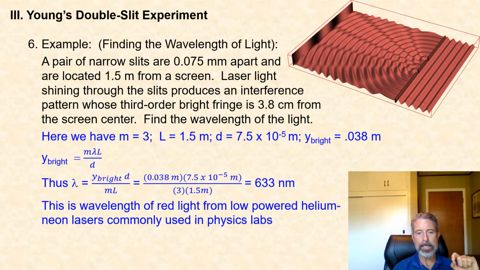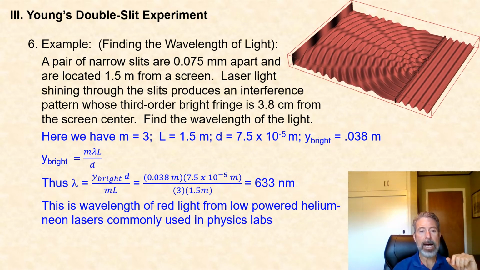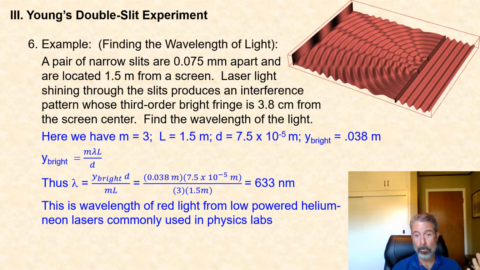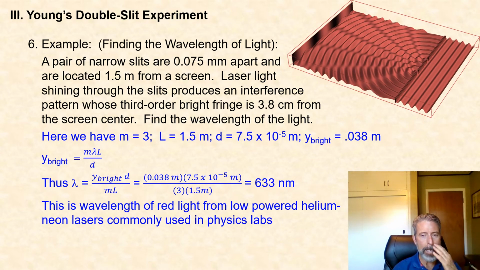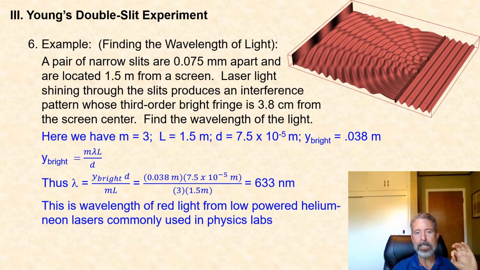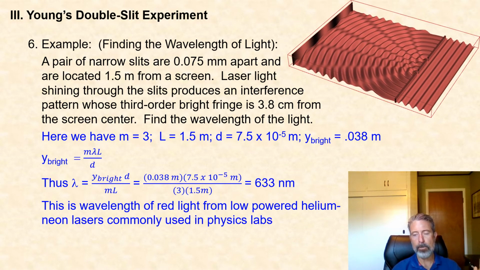D, the slit spacing, is given to us as 0.075 millimeters, which I've converted to meters. In y bright, that is the distance between the center of our viewing screen and the third order bright fringe, is 3.8 centimeters, which I've converted to meters.